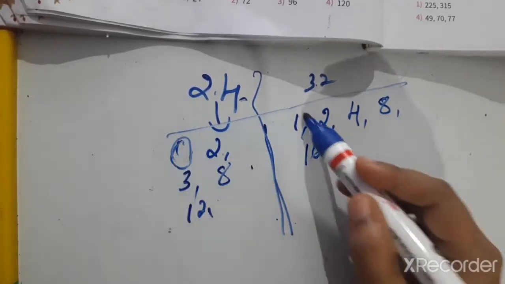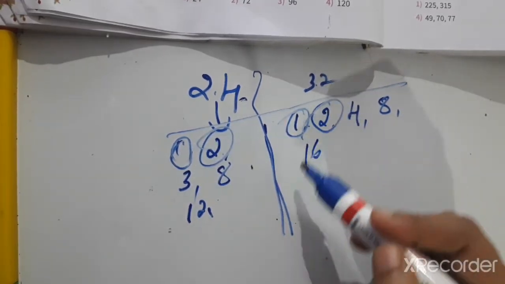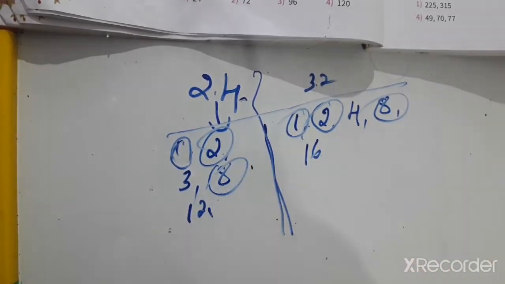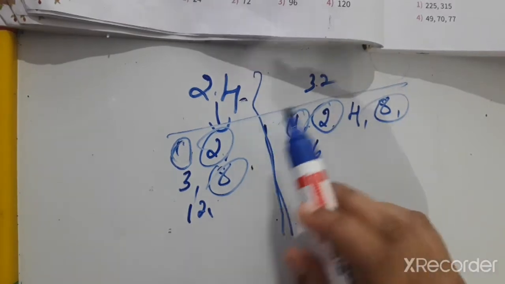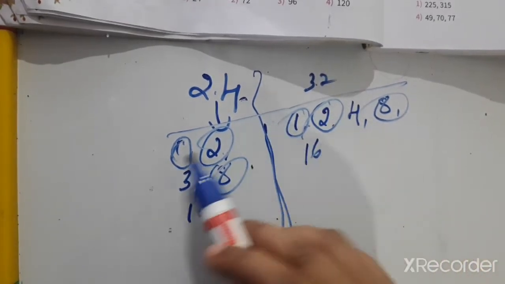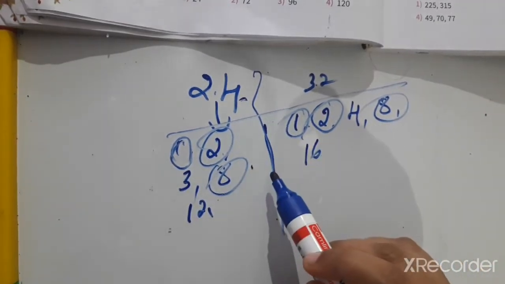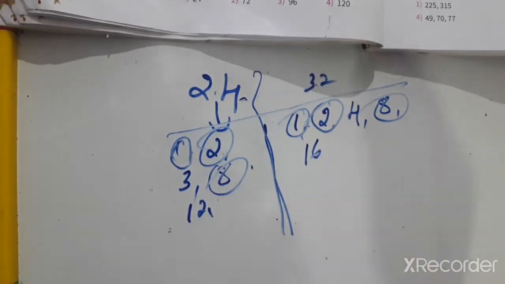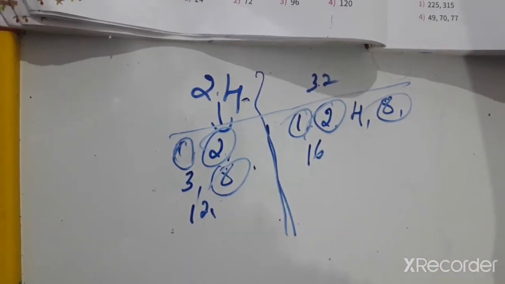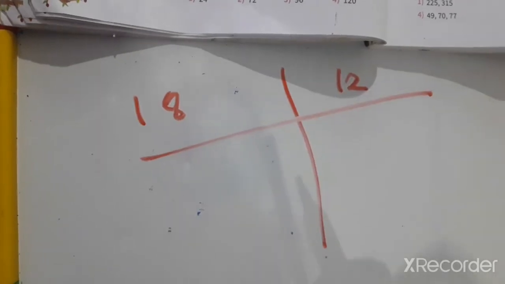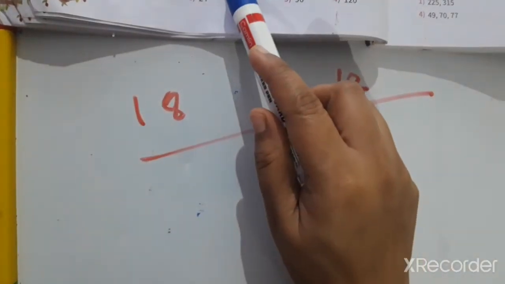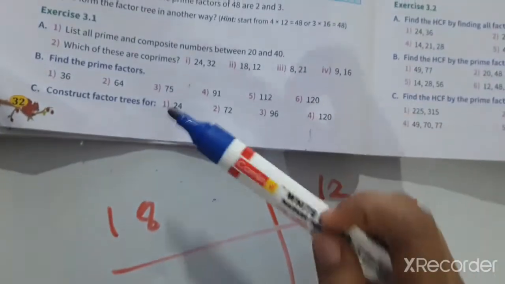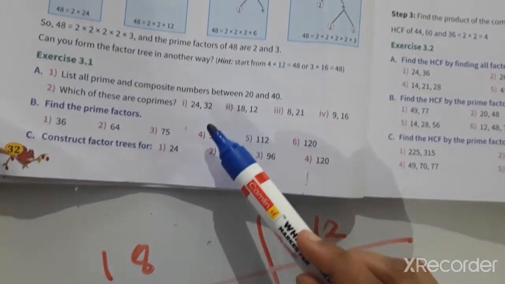Common factors are 1, 2, 8. So many common factors are there after comparing the two numbers, so this is not a co-prime number. Co-prime means after comparing any two numbers, only one common factor should be there. So 24 and 32 is not a co-prime number.